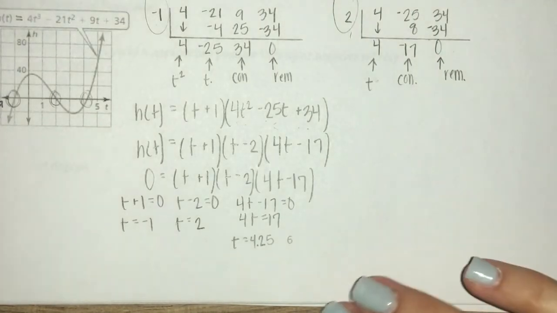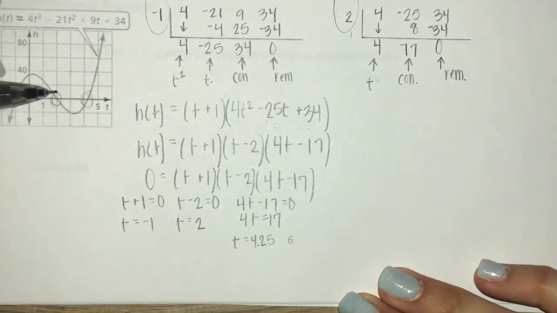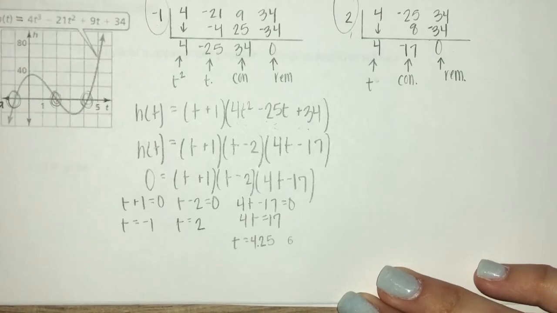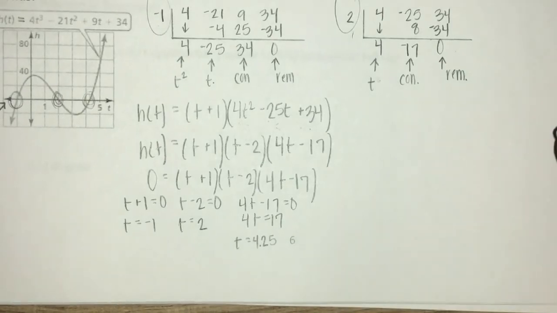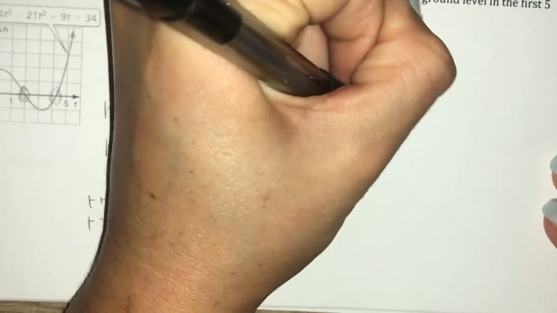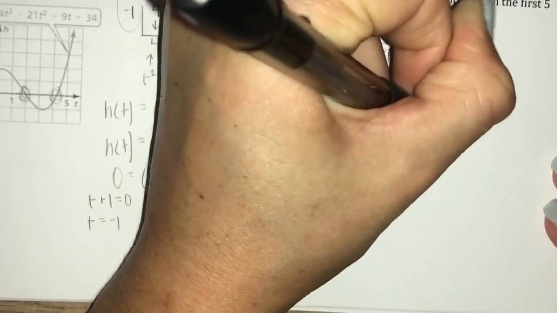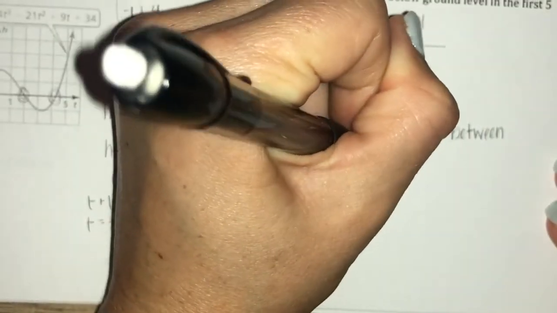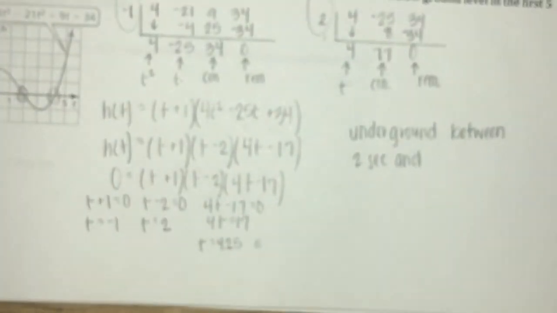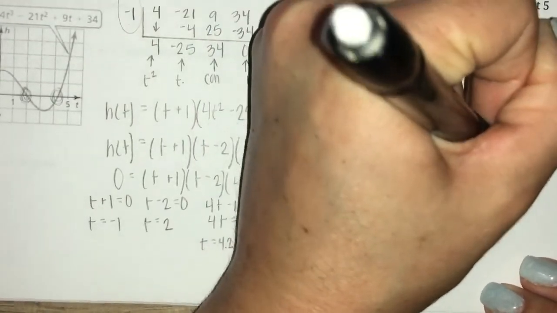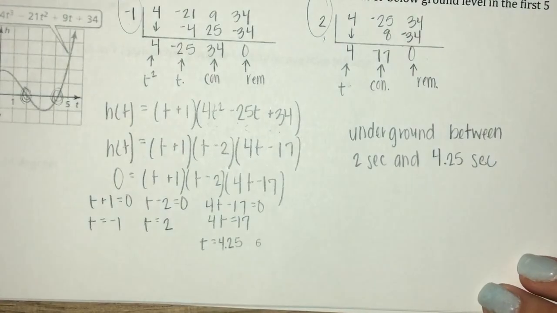So the ride itself goes underground between these two intercepts, so between 2 seconds and 4.25 seconds, so for a total of 2.25 seconds. So the ride is underground between 2 seconds and 4.25 seconds. So for a total of 2.25 seconds.